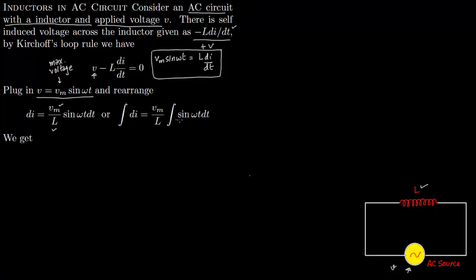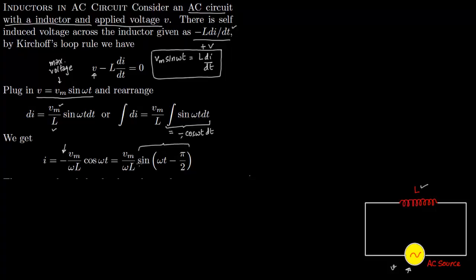Now you integrate it. You know that the integral of sine of omega t dt is equal to minus cos of omega t divided by omega. You take this minus sign and put it right here. So you get minus Vm by omega L cos of omega t. This is equal to Vm by omega L, and you write minus cos of omega t as sine of omega t minus pi by 2. Notice that sine of omega t minus pi by 2 is exactly equal to minus cos of omega t.